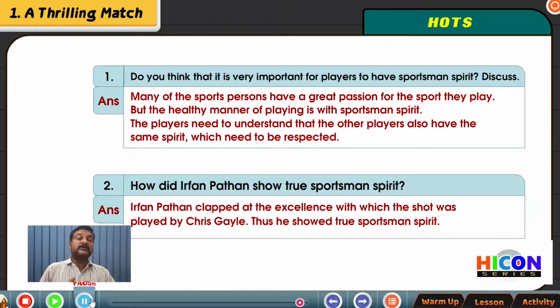And we should be able to accept it. We should be able to appreciate that greatness. Only then can we bring up sportsman spirit. Okay, so Irfan Pathan was not angry at Chris Gayle for hitting his first ball for a 6, but because of the excellence by which Chris Gayle hit that particular ball into the gallery, he appreciated Chris Gayle. Okay, so that is what is called a sportsman spirit. Okay, read that particular question again.